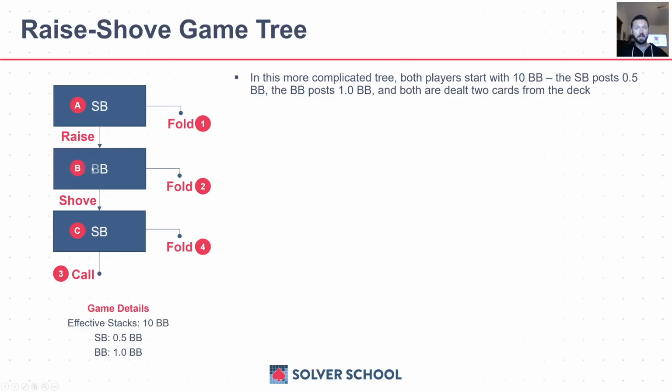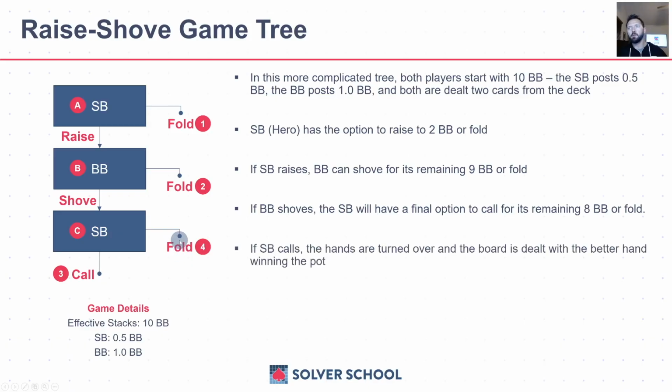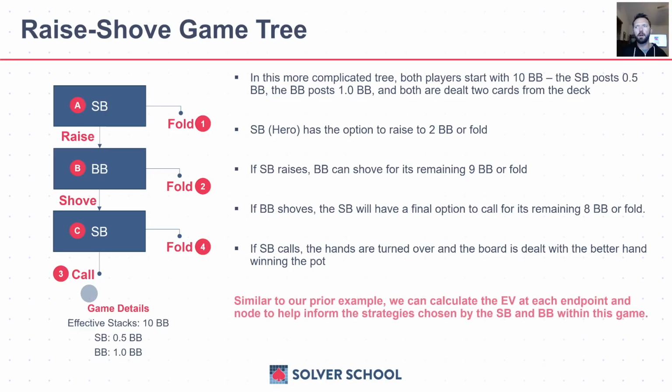And now the big blind has an option. The big blind can shove for its remaining 9 big blinds, or the big blind can fold. And if the big blind shoves, the small blind will have the final option to call for its remaining 8 big blinds, or the small blind can fold. So we have multiple options here in this case. And if the small blind calls in this spot, hands are turned over again and the board is dealt out with the better hand winning the pot.